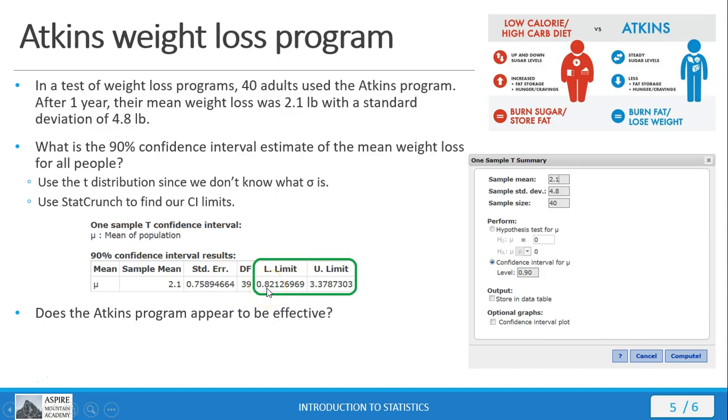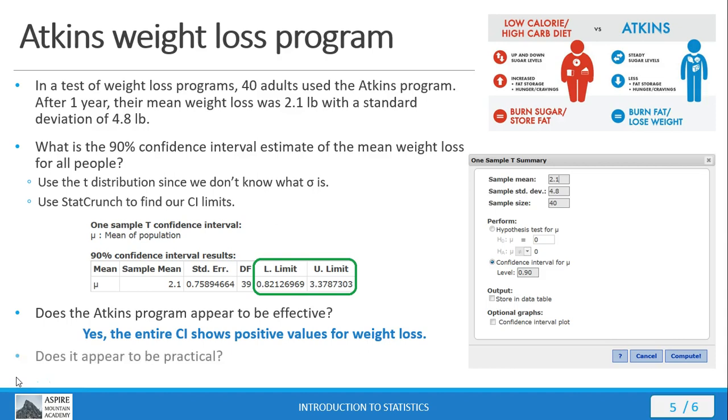It's not going to be between 0.82 and 3.37. So because 0 is actually outside our confidence interval, and it's to the left, we're 90% certain that the mean weight loss is going to be greater than 0. Okay, so yes, the program appears to be effective because the entire CI shows positive values for weight loss.